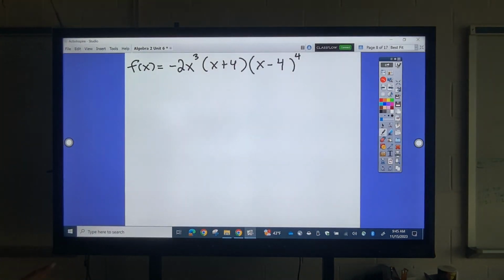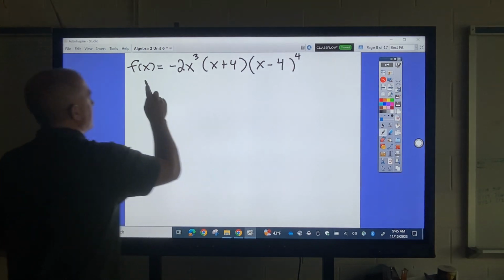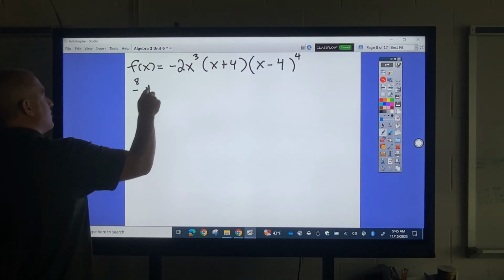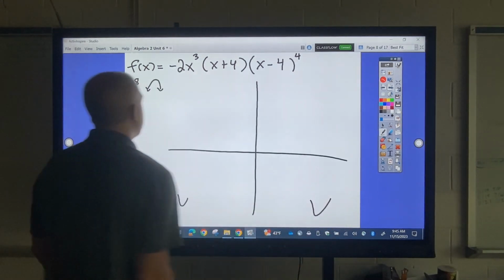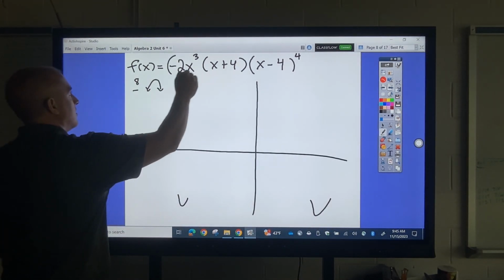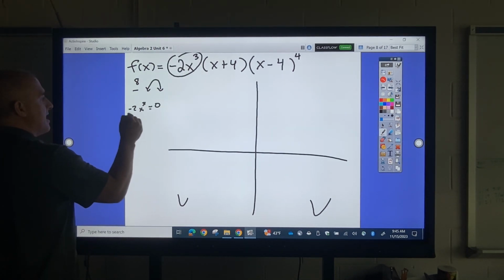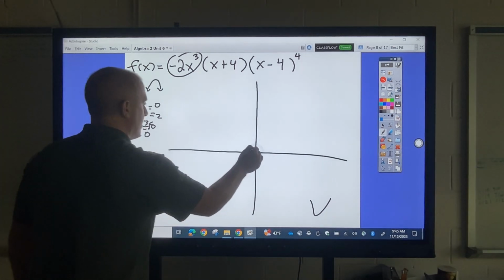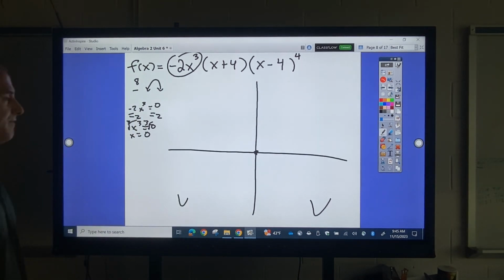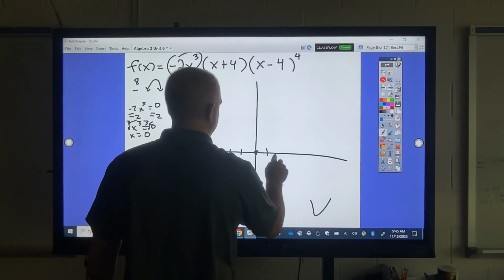Okay, now this is 3, 4, 8. So degree 8, and it's negative, so it's got to look like that. So I got to have arrow here, arrow here. Now, don't get confused with this. If I set that equal to 0 and solved it, I would divide by -2. X cubed equals 0. Cube root of 0 is 0. All right, so don't get confused by that. It's designed to throw you off a little bit. Solution there would be -4.